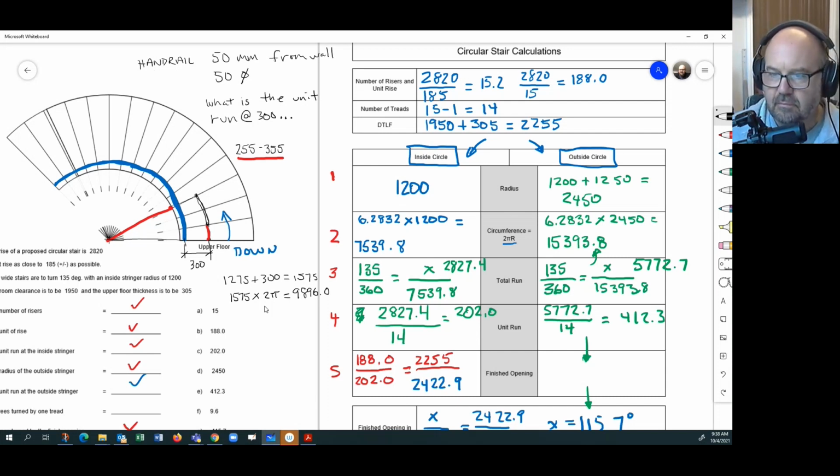Anyway, now what do we do with this bad boy here? So we've got the circumference at this point. Now what? Do your portion of that as a portion of the circle for your degrees. So something like this, Charles. Multiply by 135, divide by 360. Gives you your total run.